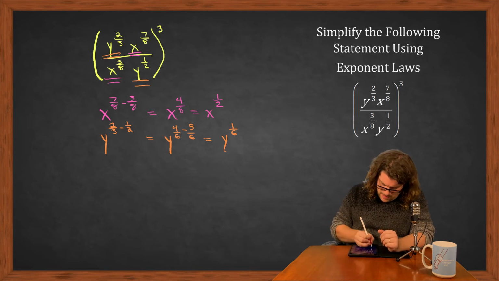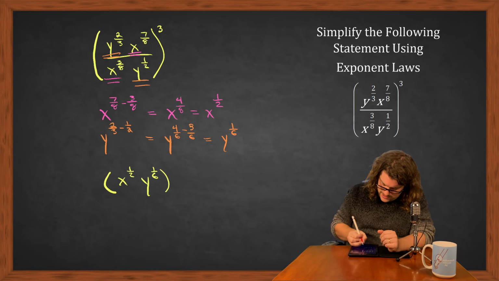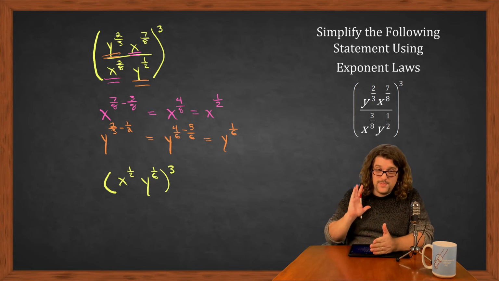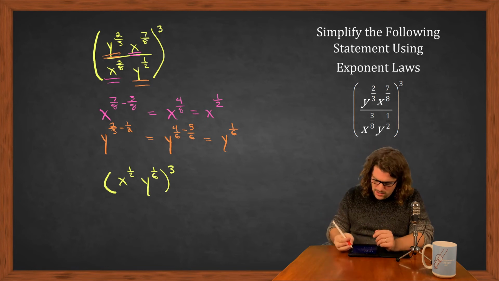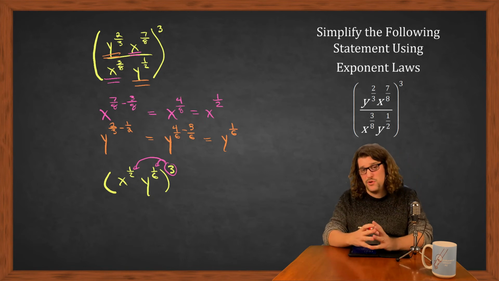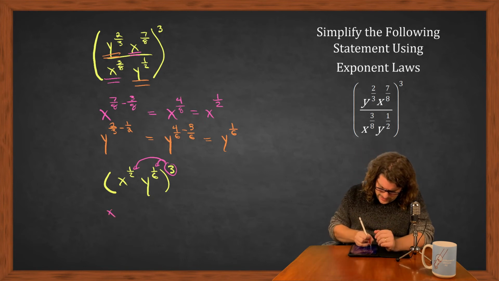So what this boils down to is we have been able to make the x into a single expression that just has a 1/2 exponent, and the y into a single expression that just has a 1/6 exponent. This is still all to the power of 3, so when we take an exponent outside of what's going on here, we can apply it to both of the factors that are being multiplied together. So it would look like this: x to the 1/2 all to the power of 3 times y to the 1/6 all to the power of 3.